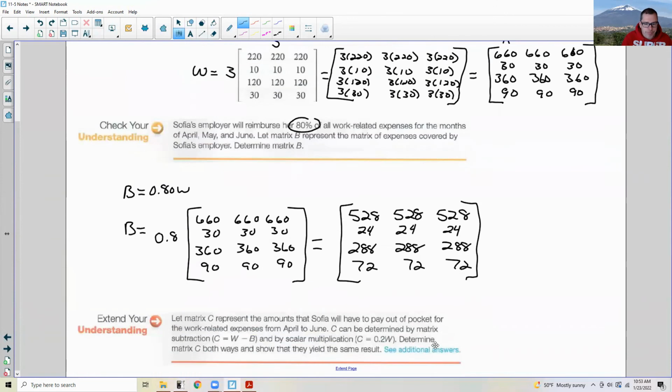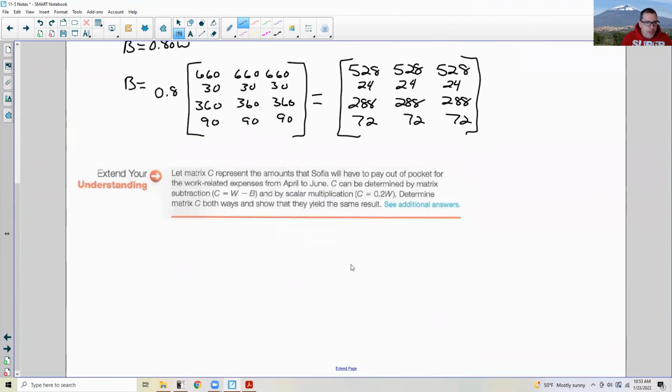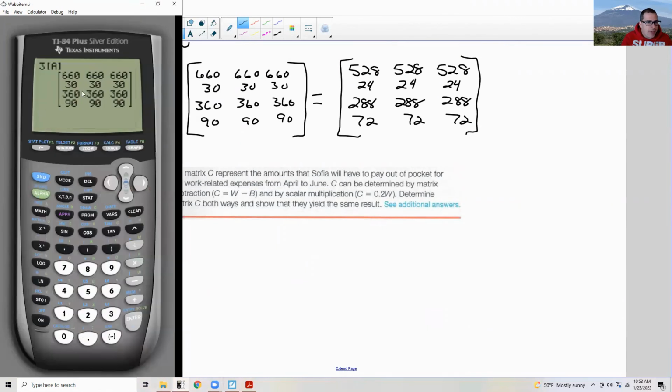Pretty cool stuff. Okay, so now let's do extend your understanding. Actually, let's do this one too while we're at it. So now we have this matrix here, 3A. Now I can take 0.8 of that.